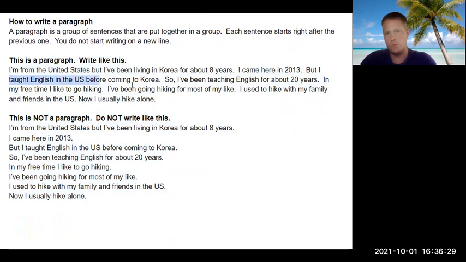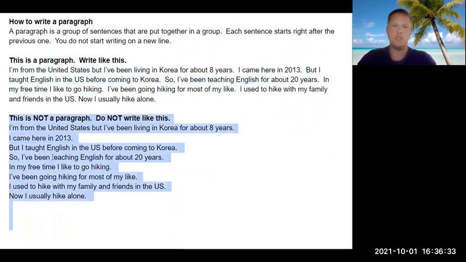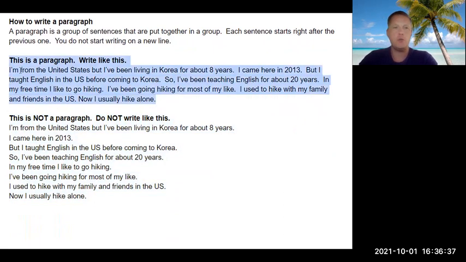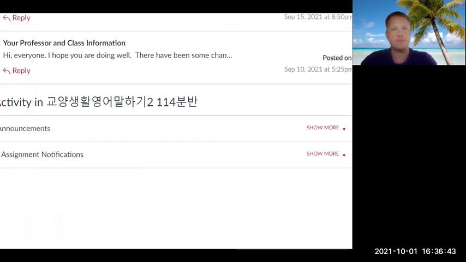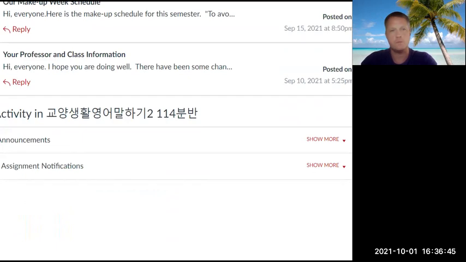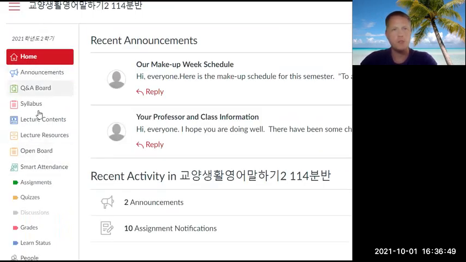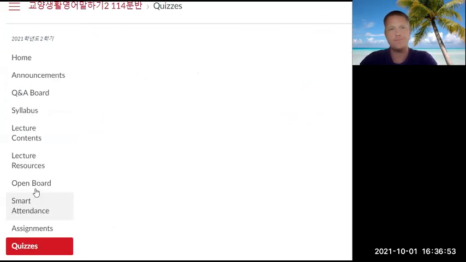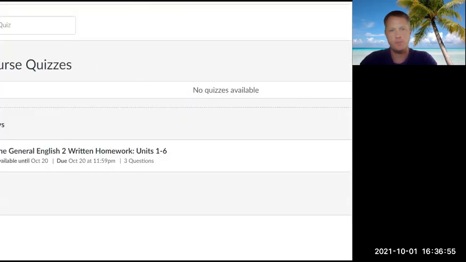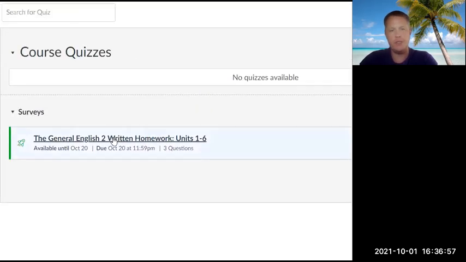Across. Not down. This is a list. This is bad. This is a paragraph. This is good. So then you take your paragraph, you go to E-class and find your class. Okay? And go to quizzes. And open up the quiz.